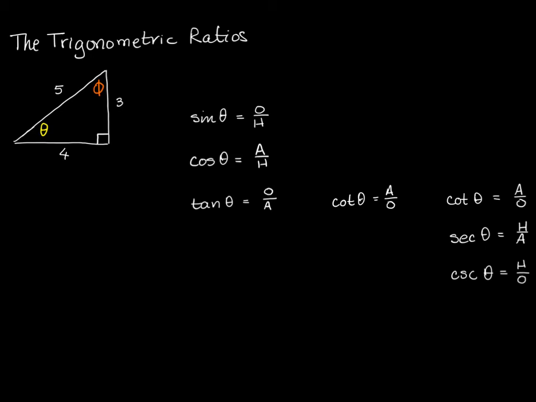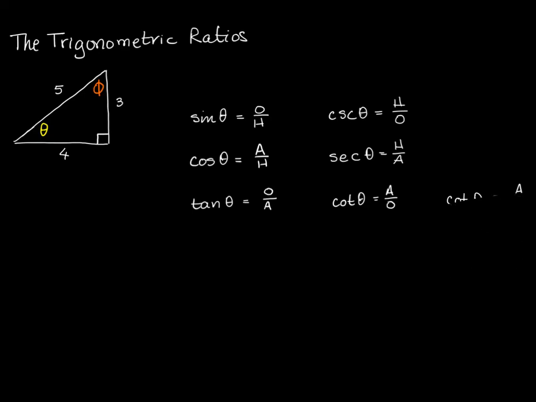Cosine is adjacent over hypotenuse, and secant is hypotenuse over adjacent. So I'll write that one here next to the cosine. And lastly, sine is opposite over hypotenuse, but cosecant is hypotenuse over opposite. All right, now I'll erase those other ones. We don't need two copies of those. But I've written them in a different order, and here's why.